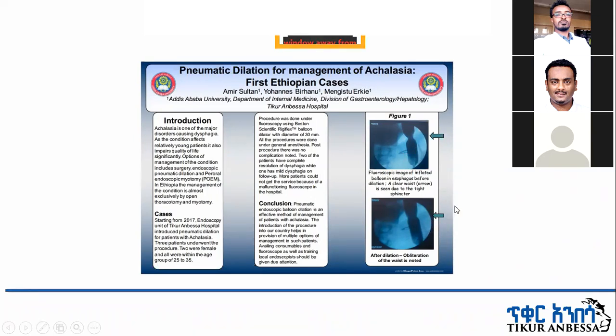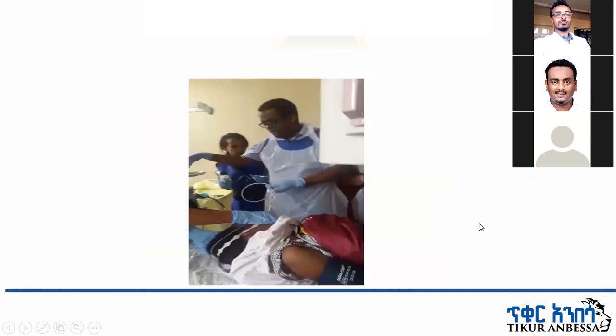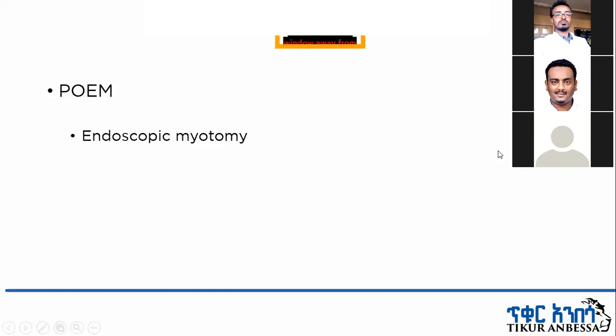The aim is to break the muscle layer. It's not to break the mucosa layer. So there is a difference in terms of aim. So this is Johannes doing that procedure with us, and what he's holding in his hand is the balloon. It's a big balloon, and it's done, as you can see, with fluoroscopy. Since the fluoroscopy machine in our hospital is not working currently, we're not doing this, but the balloon is available.